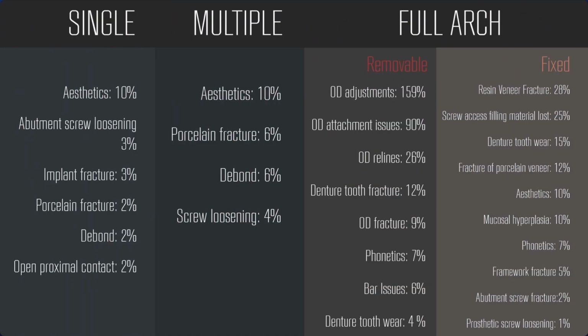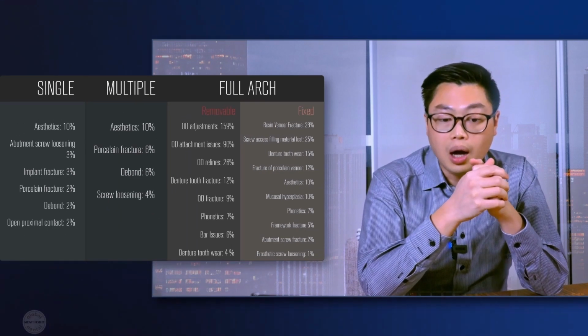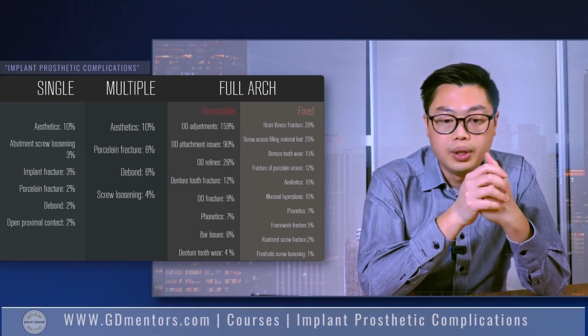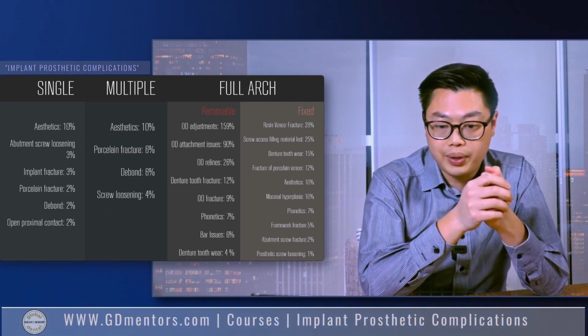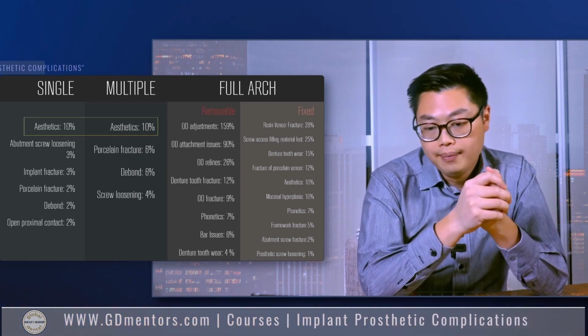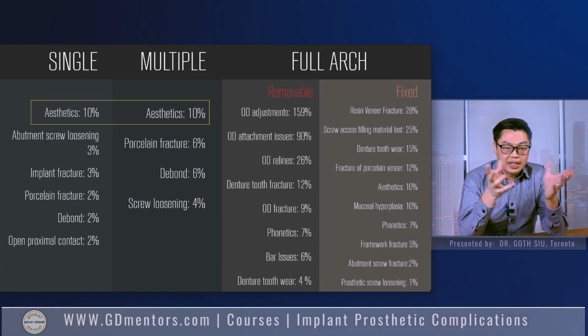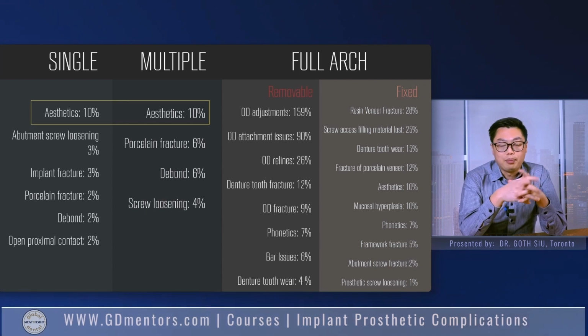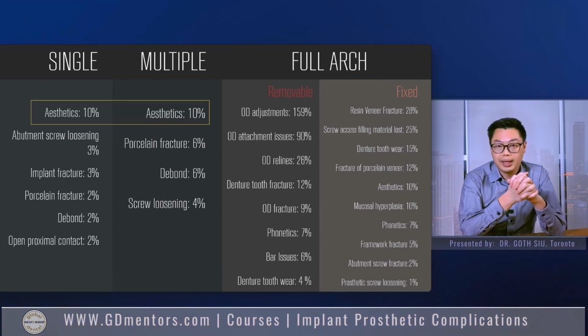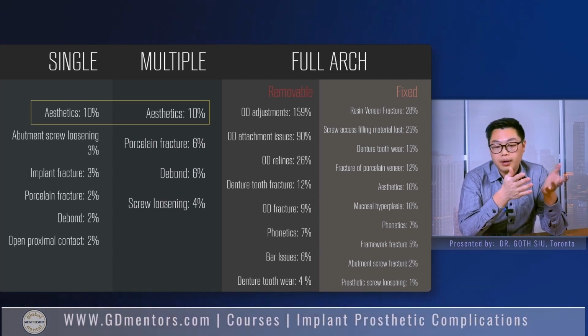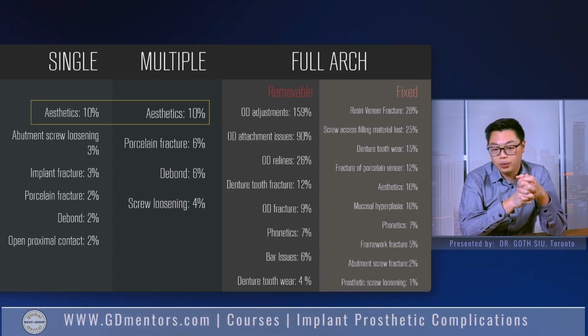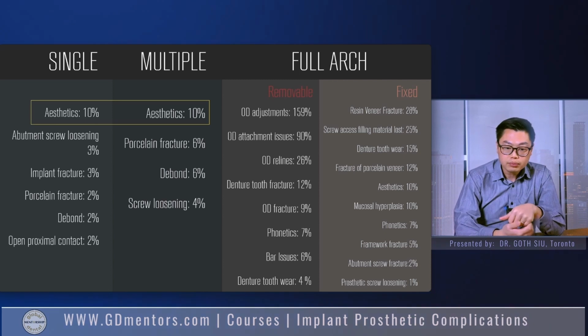So the number one, by far the most common, issue related to single or multiple teeth implant restorations is aesthetic complications. That means generally the implants are fine, there's no pain, there are no symptoms, it's purely aesthetic. The patients don't like how they look. And that occurs on average around 10% of the time for single or multiple restorations.